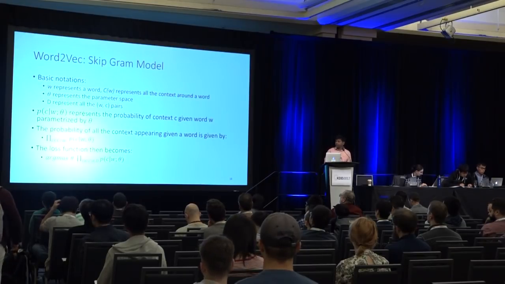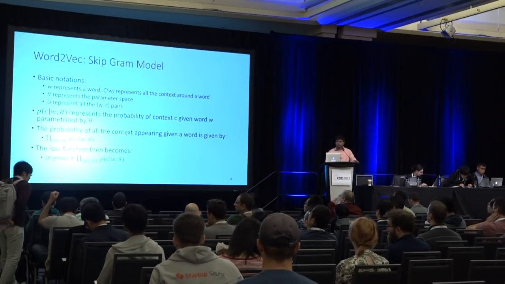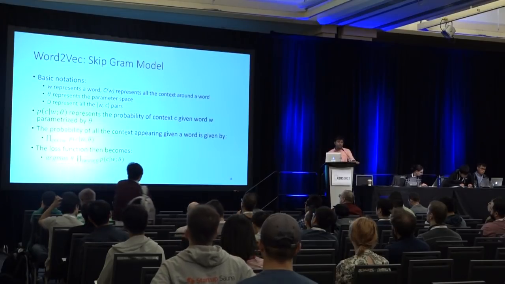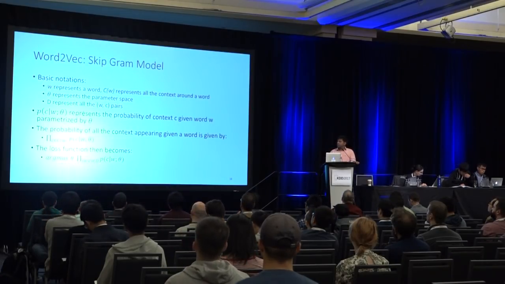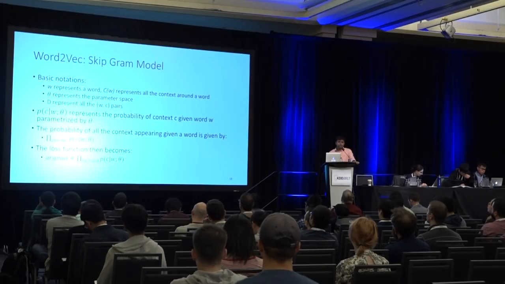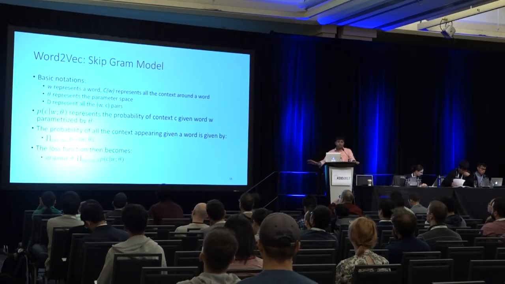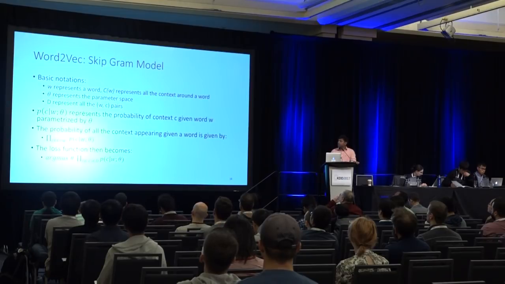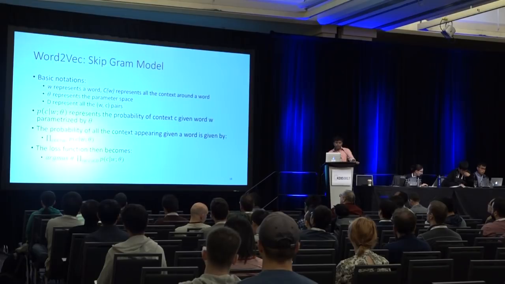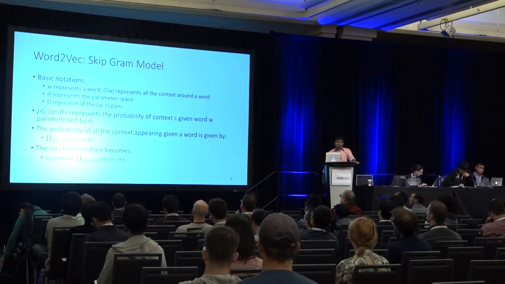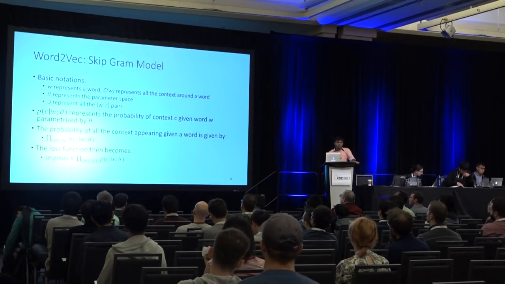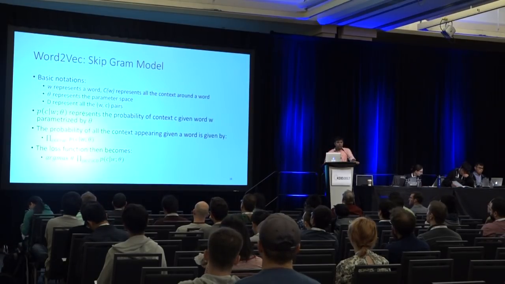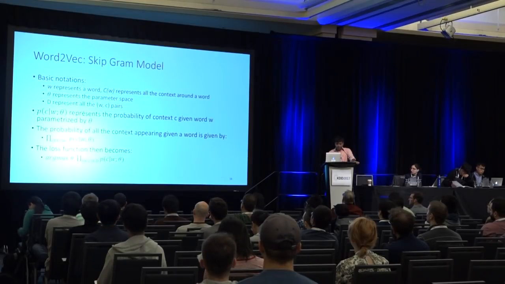Some basic notation. Again, we're trying to avoid equations as much as possible, but we just want to give you a general flavor. What we are trying to predict is the probability of context given word, parameterized by theta, where these are the learning parameters that you typically want to learn. If you assume a certain independence, the last equation represents the loss function. We'll talk a little bit about the loss function and some of the tricks that Word2Vec does. Again, we encourage you to look at the original paper.